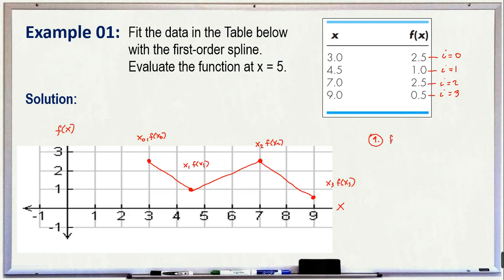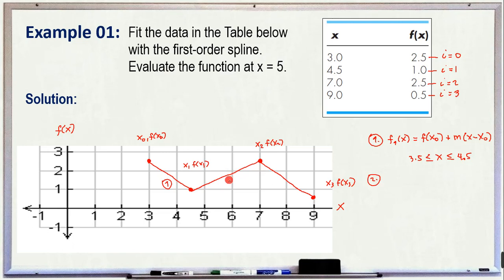f1 of x is equal to f of x0 plus m times x minus x naught on the interval. So, this works between 3.5 less than or equal to x less than or equal to 4.5.